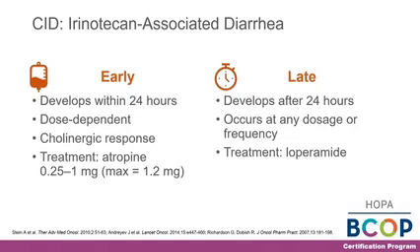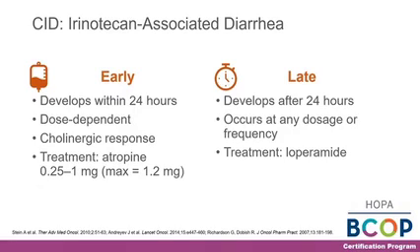Irinotecan-associated diarrhea presents in 2 distinct phases, the first of which is the early phase that develops within 24 hours of chemotherapy administration. This is a dose-dependent presentation, ultimately resulting from a cholinergic response. The management is providing atropine at a maximum dose of 1.2 milligrams. After this 24-hour mark, patients are designated as having late irinotecan-associated diarrhea.